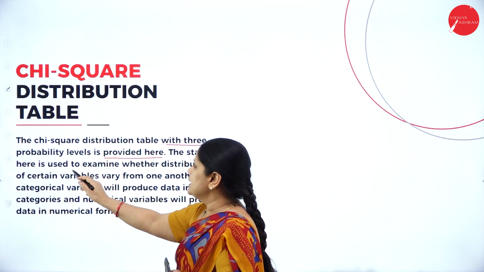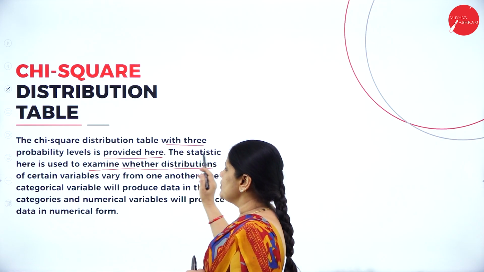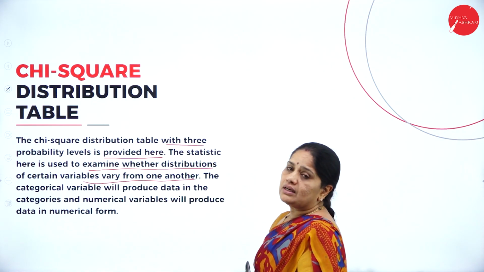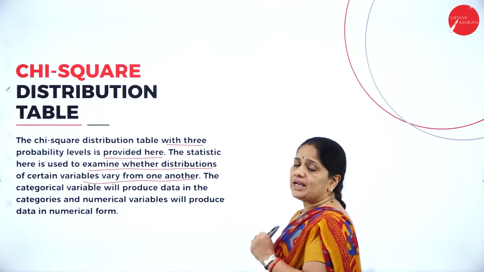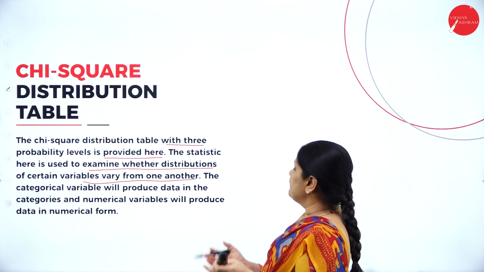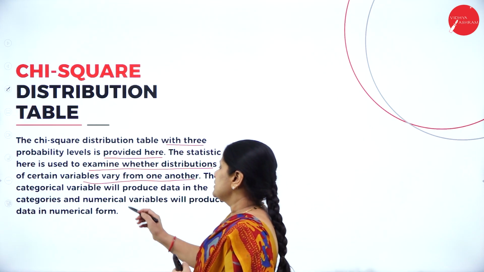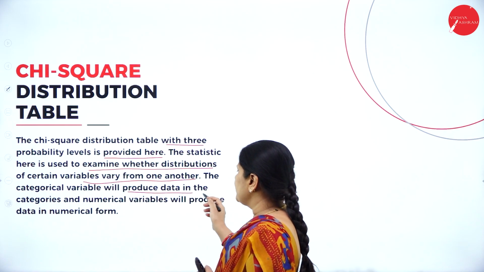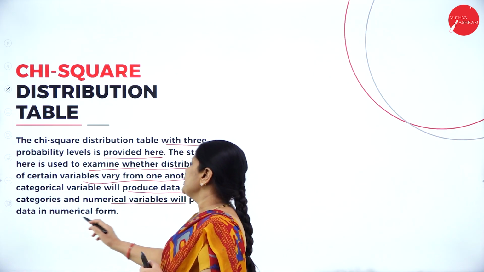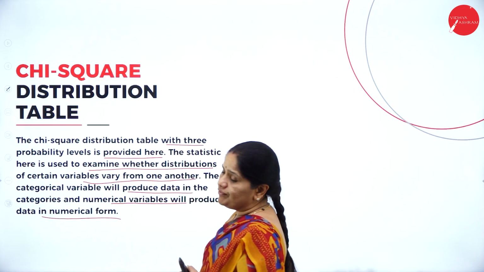The statistic here is used to determine whether distributions of certain variables vary from one another. So we will be able to determine how the distribution of certain variables varies from one another. The categorical variable will produce data in categories and numerical variables will produce data in the numerical form.